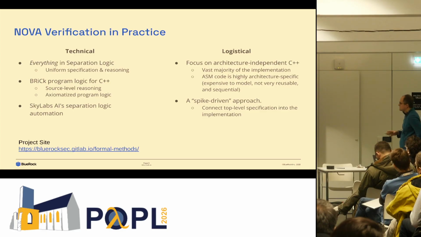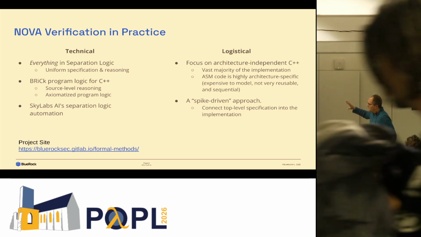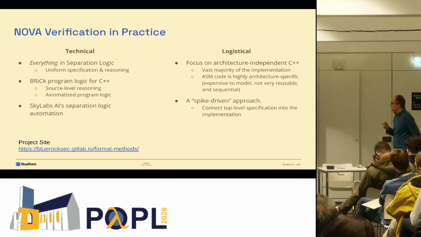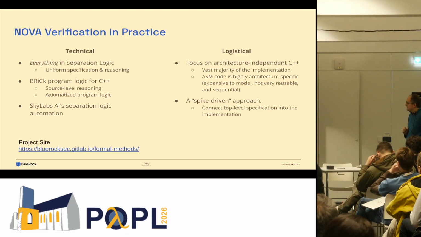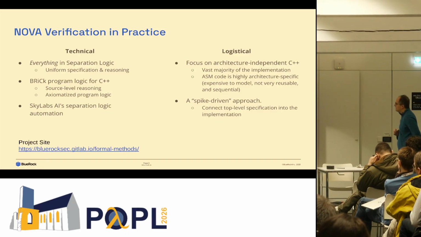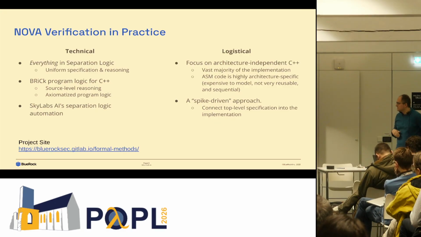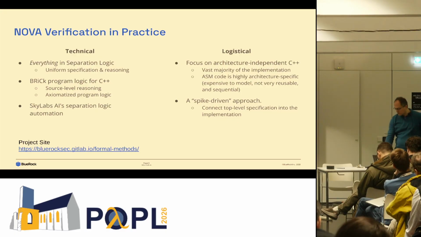On a logistical side, this is a big project. There's 15,000 lines of code or so, very highly concurrent and very subtle, and built with a very keen focus on performance. We are focused on the architecture-independent portions of this code at the moment. That's the vast majority of the implementation, and the vast majority of the concurrency portions of it are embedded in that. We've been taking what we call a spike-driven approach, which I'll tell you about now.